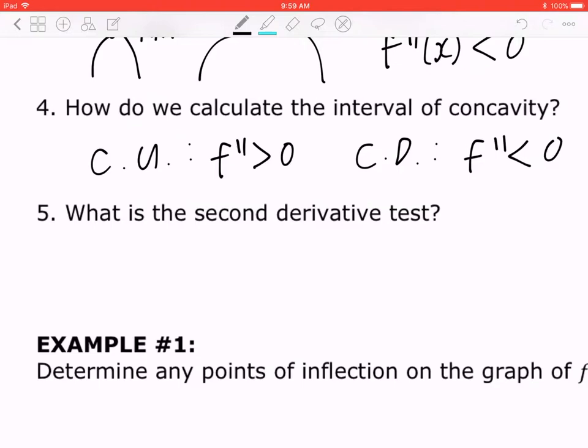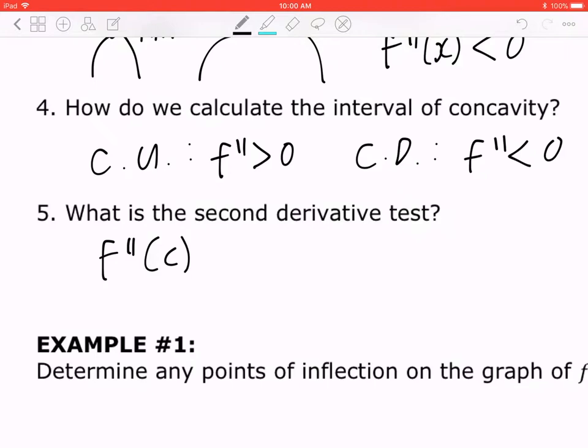So all you do is this. If you take the second derivative and you plug in the critical point, and again, critical points are the points you find when you set f prime to be 0 and you solve for x, or you look at all the points that would make f prime undefined. Sometimes they're vertical asymptotes, sometimes they're actual points.